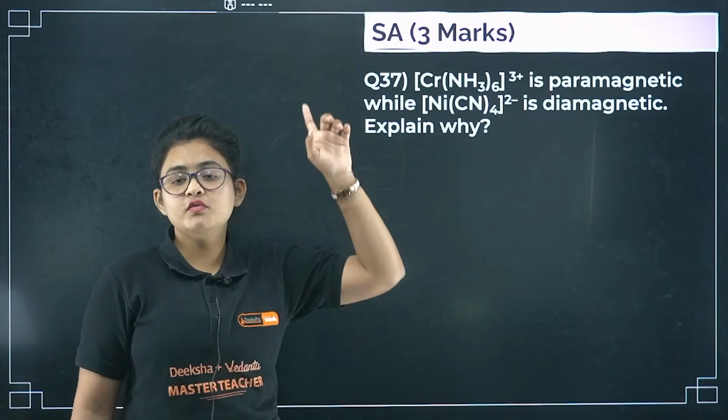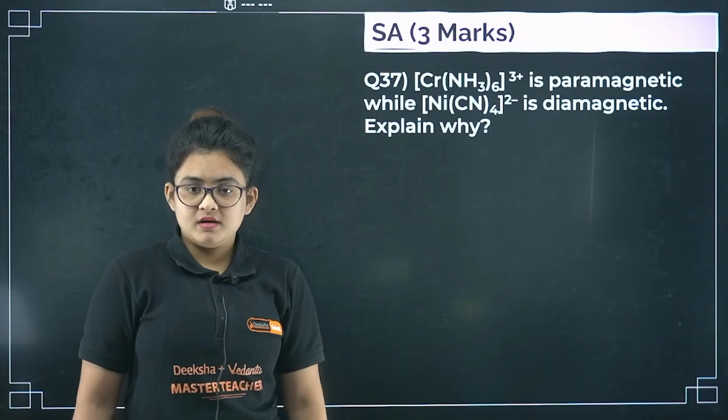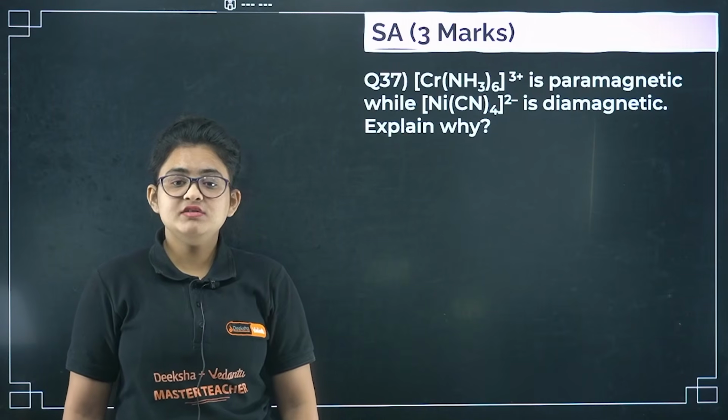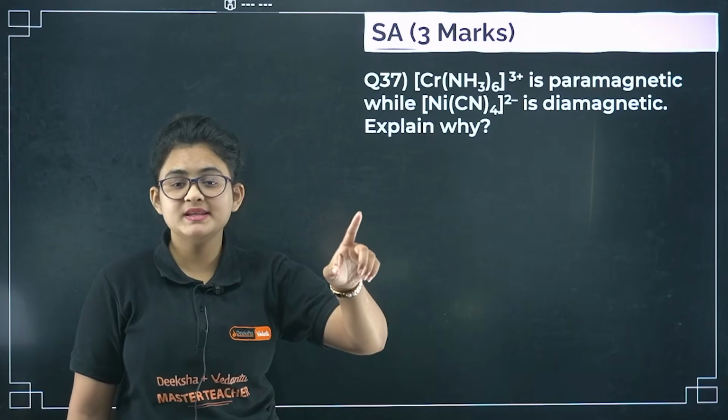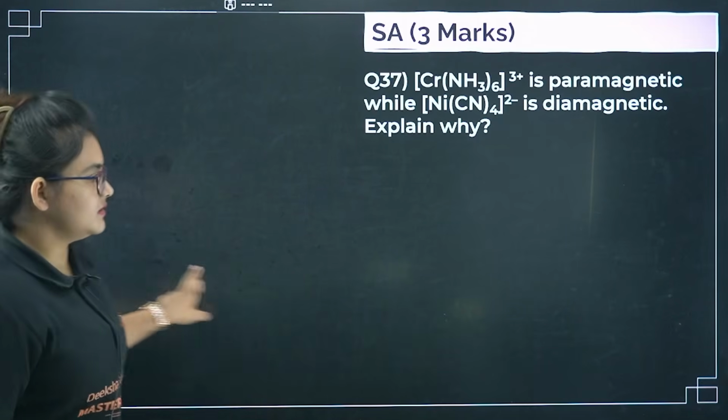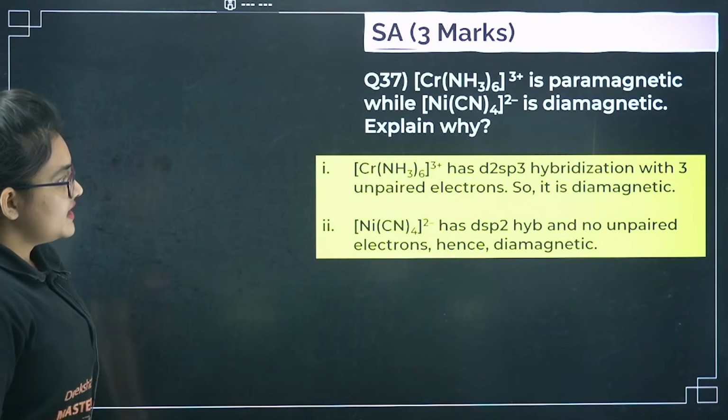Whereas if you look at ammonia, in that case, it will not force pair the electrons, right? As a result, unpaired electrons will be there. You will get paramagnetic character. Okay, I guess it's clear to you.